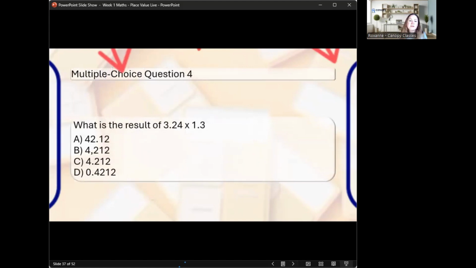Okay, a multiple choice question. 10 seconds. Okay, hopefully you could see that the answer was C here. So well done if you've got that one correct.